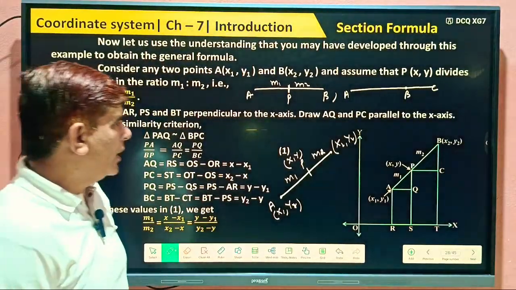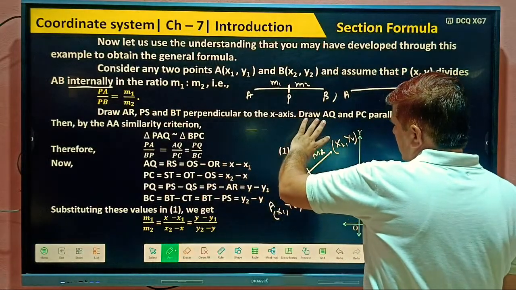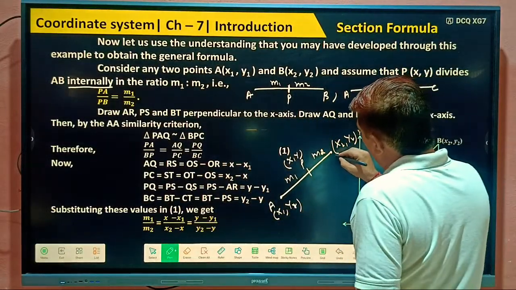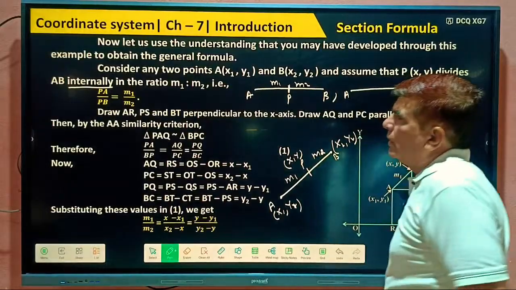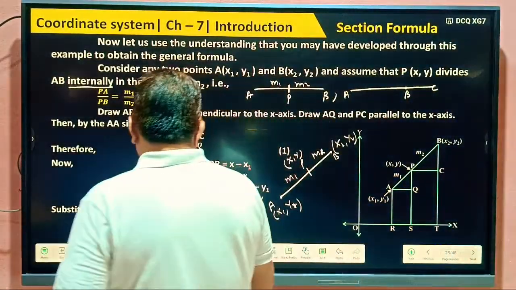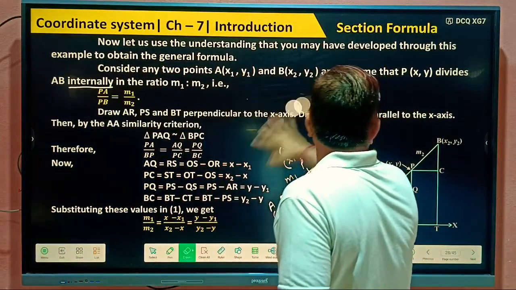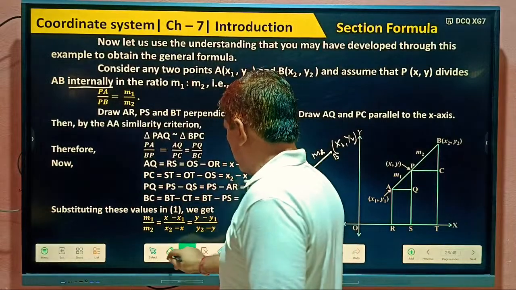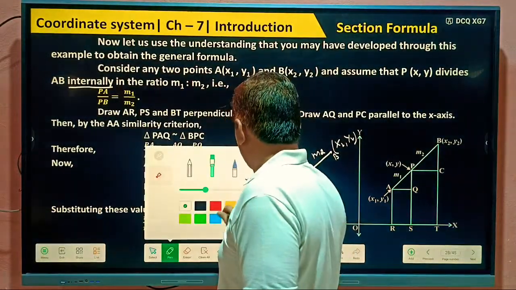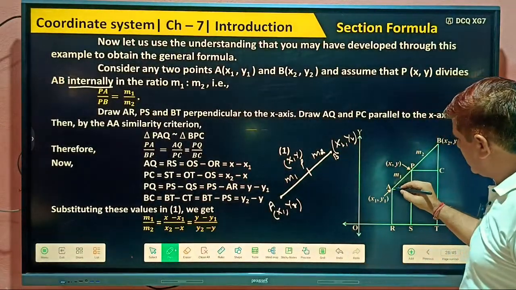Its meaning is that if AP is m1, then PB is equal to m2. Understood? So try to understand this. I told you it becomes easy if you understand the previous one. So what have we taken? We have taken a line segment, this line segment.